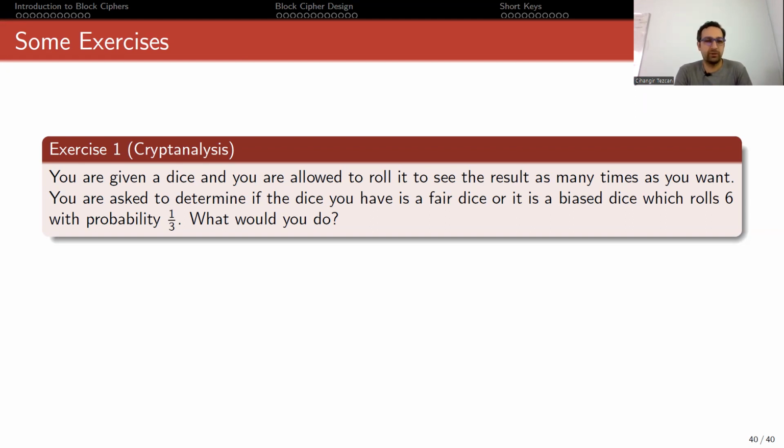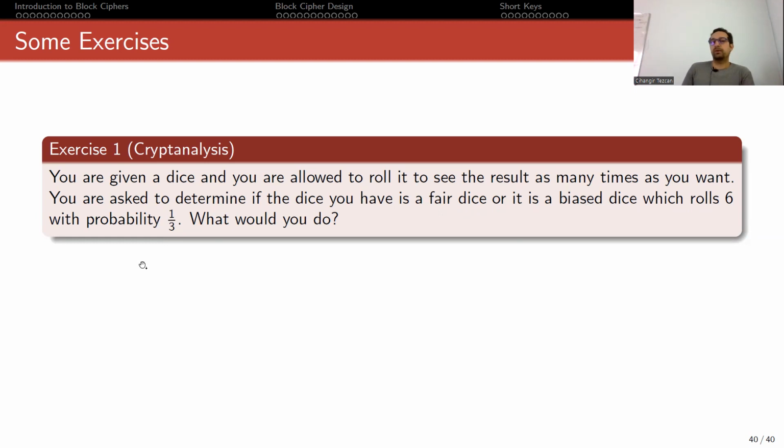So the question is as follows. You are given a dice and you are allowed to roll it to see the results as many times as you want. You are asked to determine if the dice you have is a fair dice or it is a biased dice which rolls 6 with probability 1/3. So there's a fair dice which rolls 6 with probability 1/6, but there's a biased dice which rolls 6 with probability 1/3.